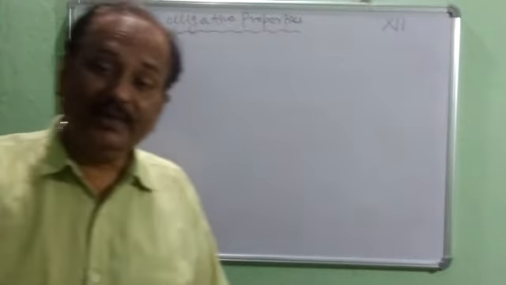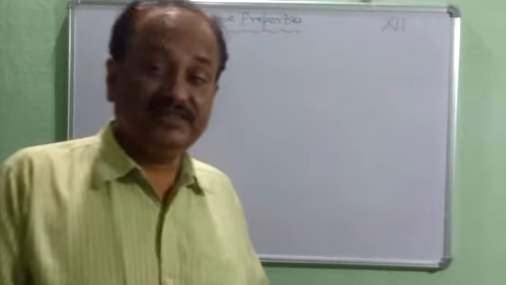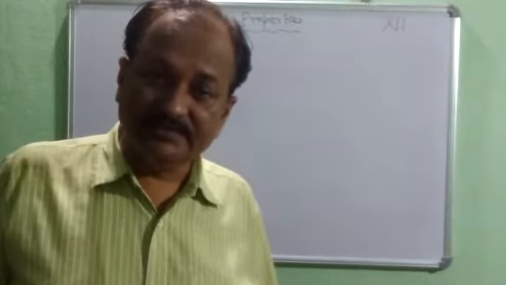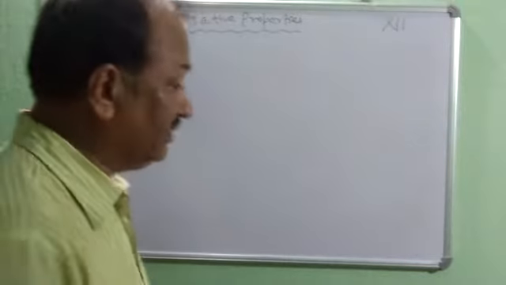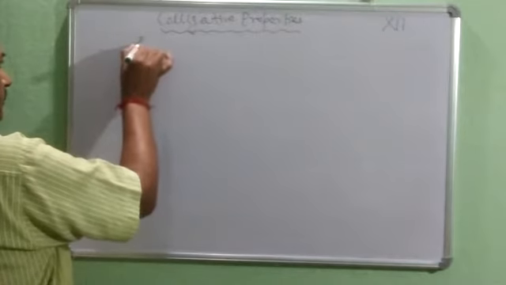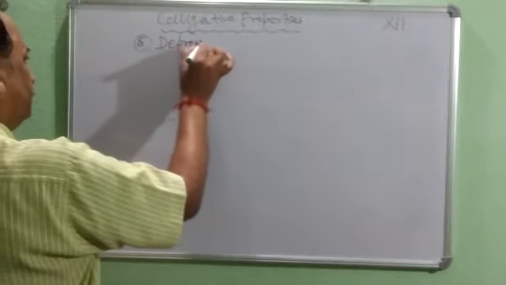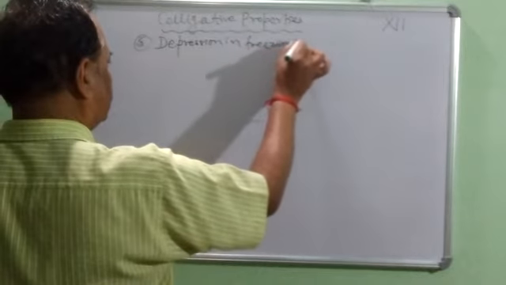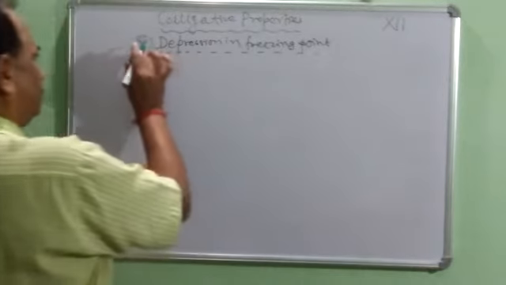Now I'm going to explain in this video the third colligative property. So children, so far we have seen the two colligative properties. First, the relative lowering of vapor pressure. Second is the elevation in boiling point. Now the third, which is very important, children, is called depression in freezing point.